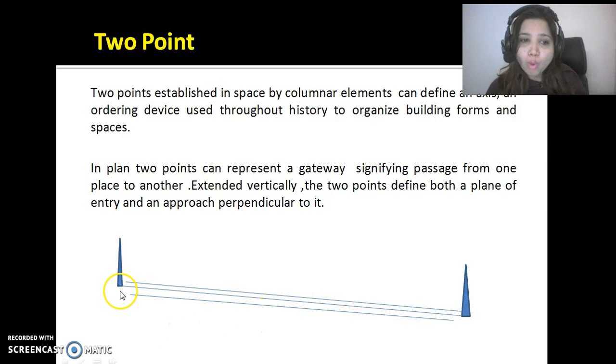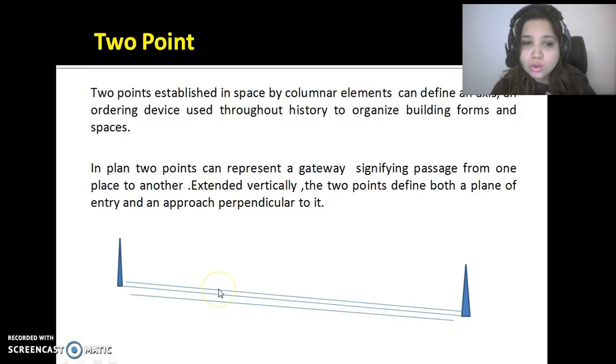What is happening is that the points which we are looking at here probably will be a building over there. These points are some important mark. Now this could be an entry, or an exit, or both entry and exit, but this point could be the important main building for which people are approaching the site. In plan, 2 points can represent a gateway, signifying passage from one place to another.